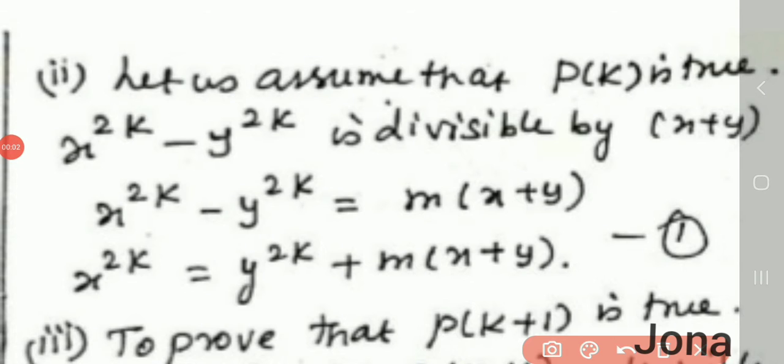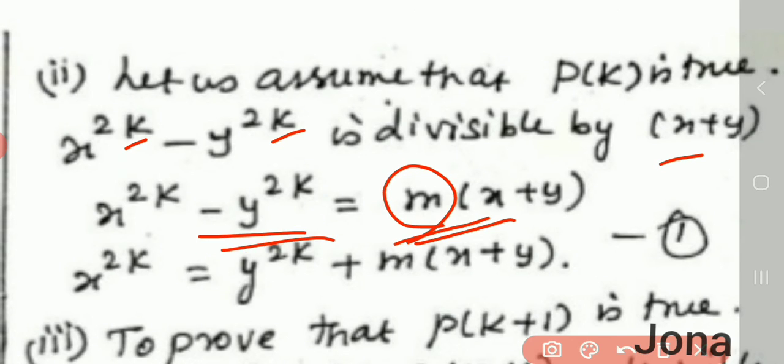So the second step is we have to assume P of k is true. So instead of n we have to substitute k here. So x power 2k minus y power 2k is divisible by x plus y, which means it is a multiple of x plus y. So x power 2k minus y power 2k equal to m into x plus y. So I can take this y power 2k to the other side, so that we have x power 2k equal to y power 2k plus m into x plus y. This is the value for P of k.